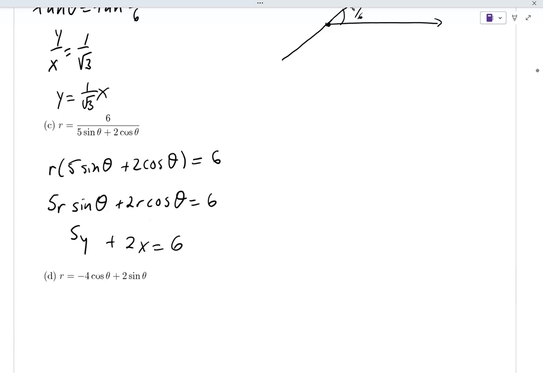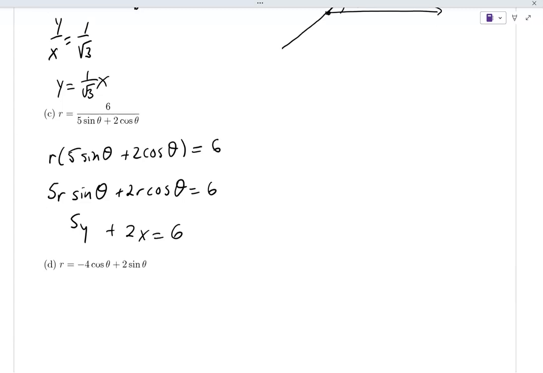I know it's tempting when you're trying to get rid of the r that you really want to see an r squared, and that usually is a very good intuition to have, to try to get an r squared. However, don't always try to get an r squared by squaring. In this case, we didn't even need an r squared. So make sure you're keeping track of your other conversion formulas as well.